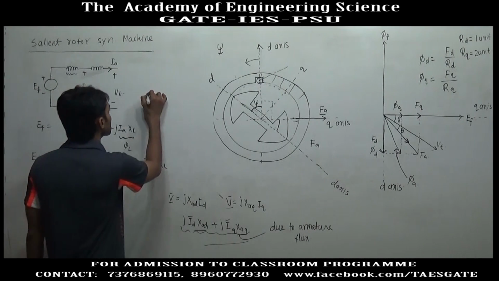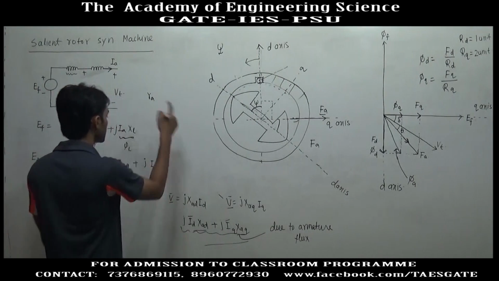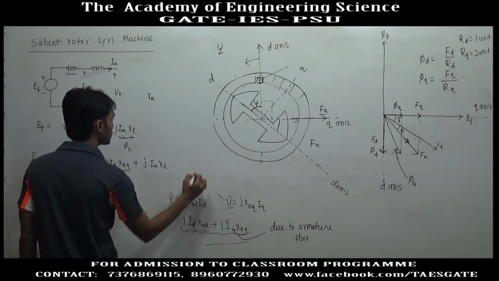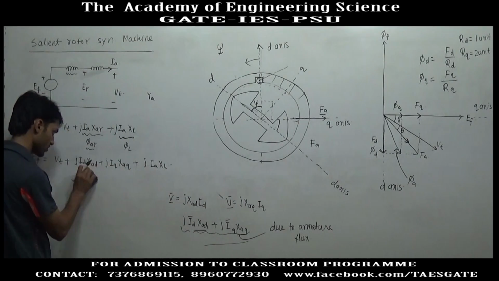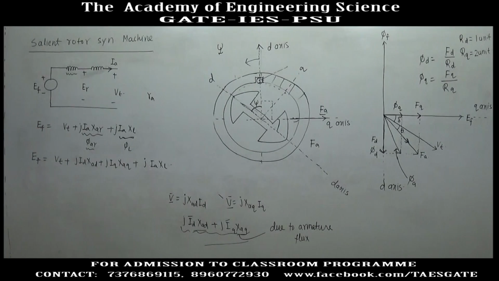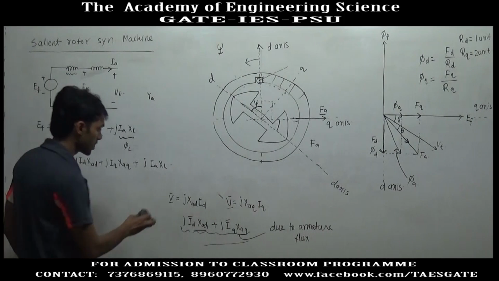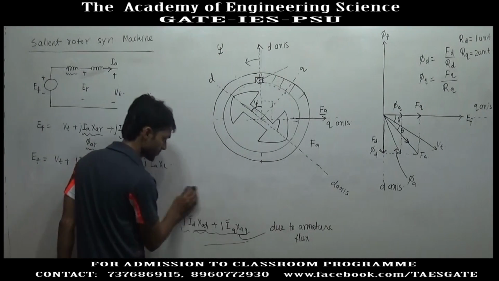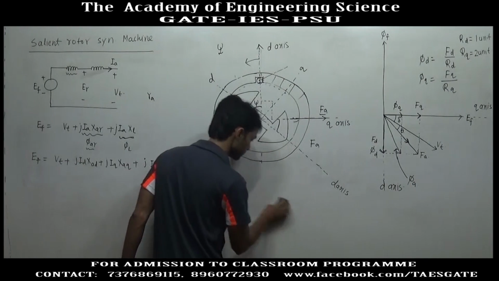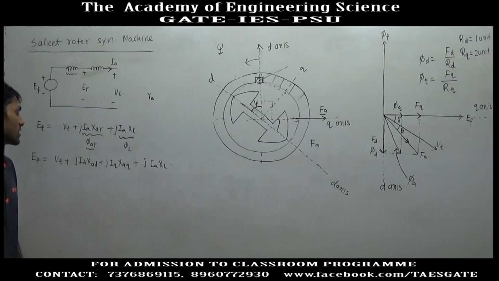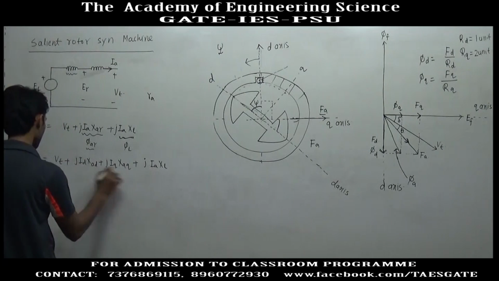Obviously, armature resistance is neglected, RA is neglected. If RA is taken, we will have IA into RA also. But I am sure in case of salient machine, and in most of the questions asked in GATE, armature resistance is neglected, whether it is a synchronous machine or an induction machine. In a DC machine, armature resistance is not neglected. Okay, so we have this relation.